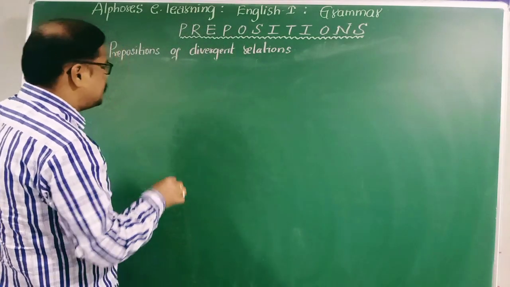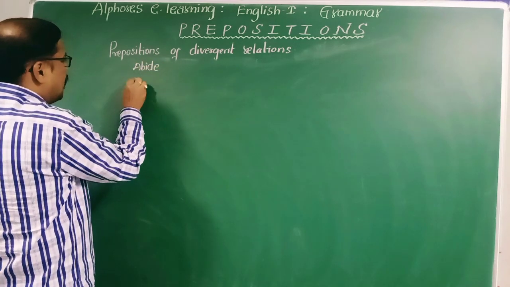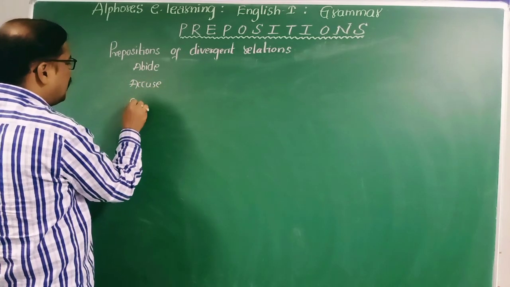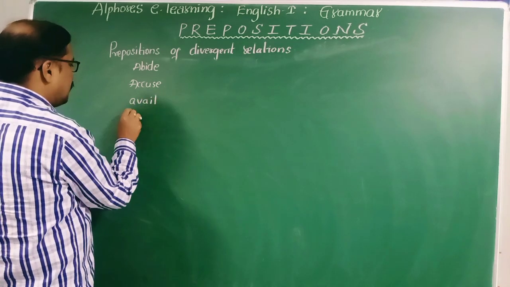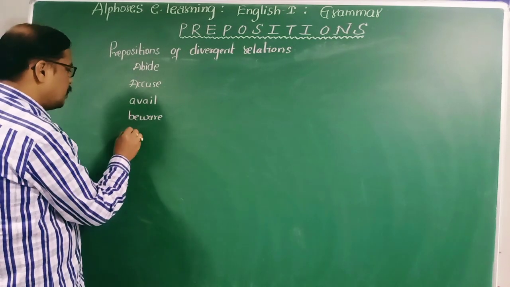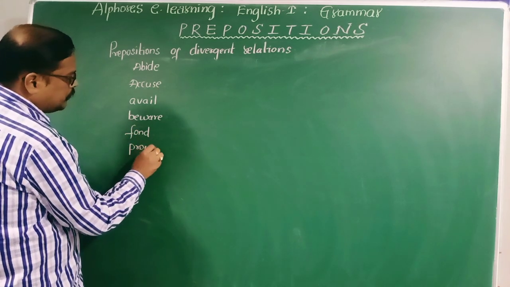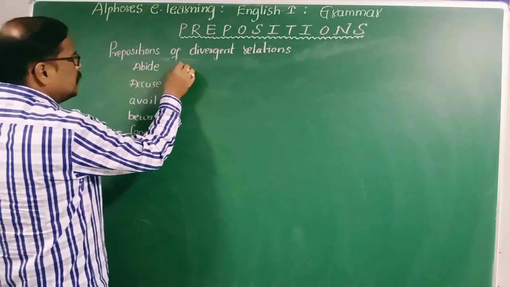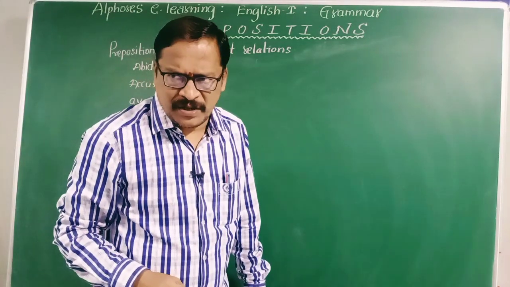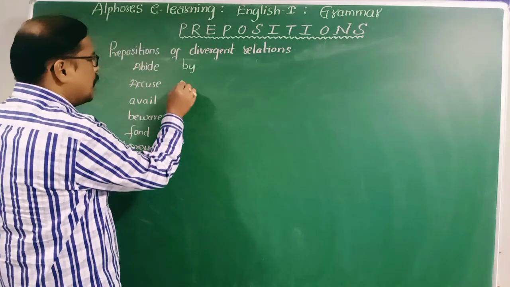So there are some prepositions. Here let me write the words: abide, accuse, avail, beware, fond, proud. What preposition comes after this? Abide by. You should abide by the rules and regulations. Spontaneously the answer should come out of your brain. Abide by. Accuse of.